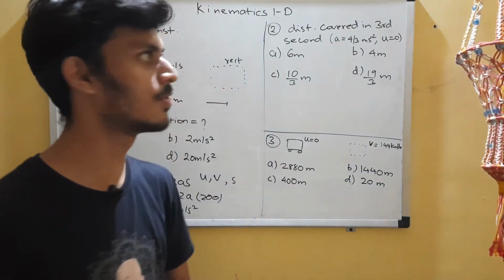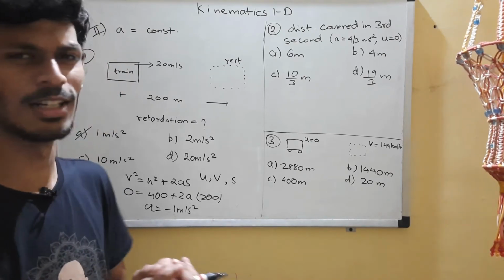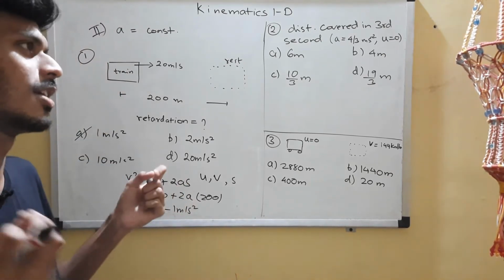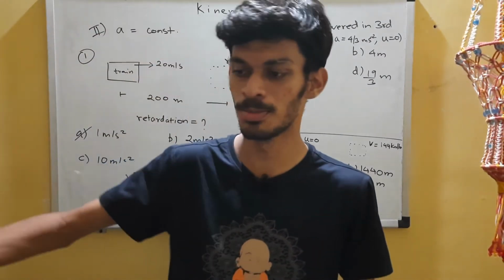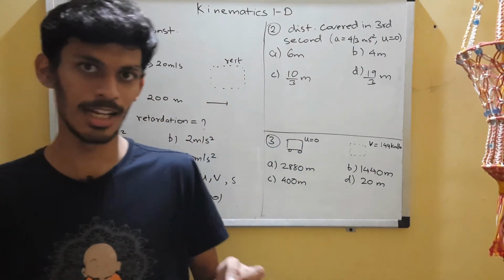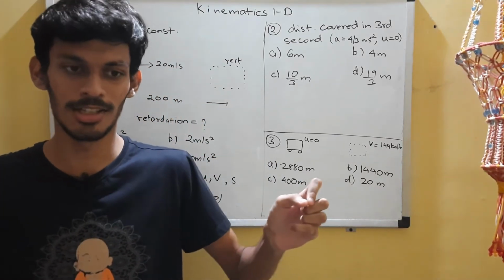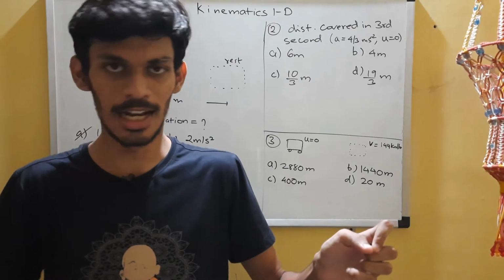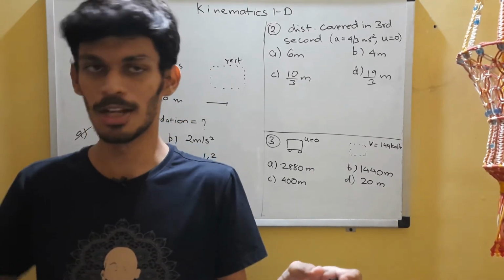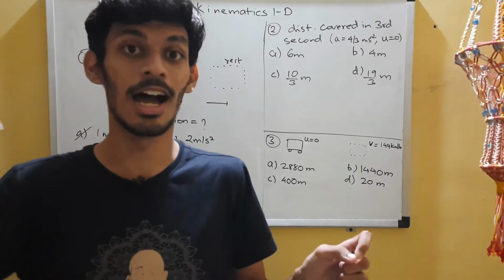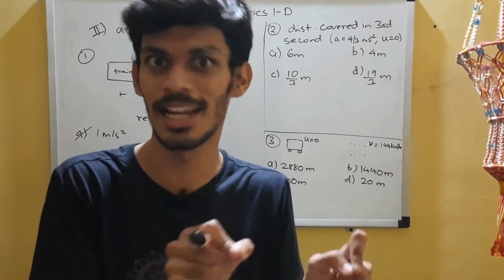Here you are asked for the distance covered in the third second. Now this is a different type of thing. This does not ask you for the distance in the whole journey. Suppose your object began at t equal to 0 and moved on for 3 seconds. It does not ask you for the distance in that entire interval, from t equal to 0 to t equal to 3. It asks you for the distance in a particular second, the third second, right?